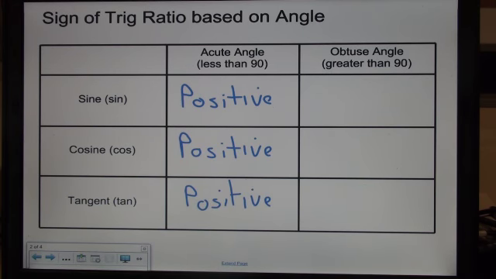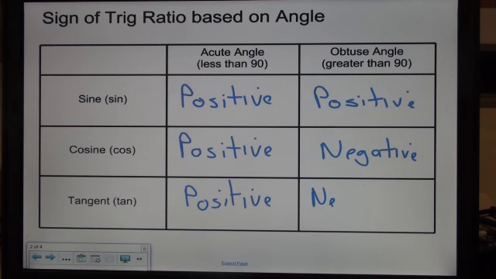Whereas when we get to obtuse angles, those angles greater than 90 and less than 180, the sine is still positive. Cosine is negative. And the tangent is negative. So that was just a quick recap of what we learned on the other slide.